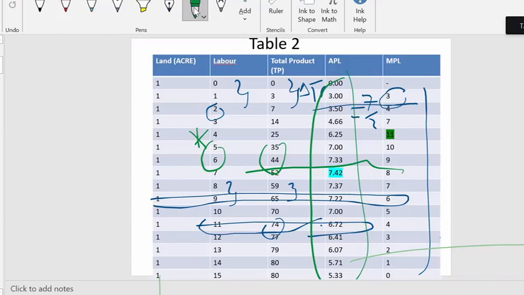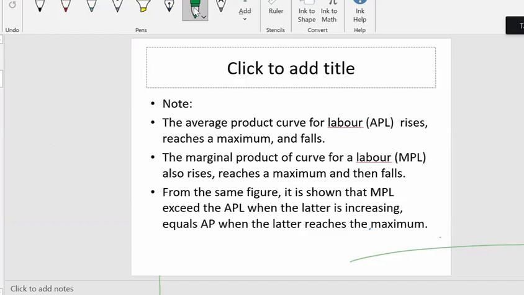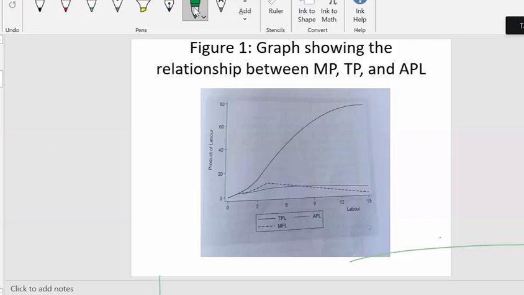The average product curve, as I was explaining, rises, but reaches a maximum, and then falls, right? Likewise, the marginal product curve of labor also rises, reaches a point, and then falls. So, as we have seen in the figure and the computation, this figure is extracted from the table.